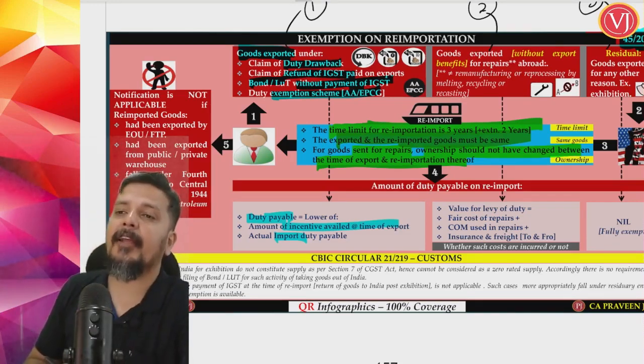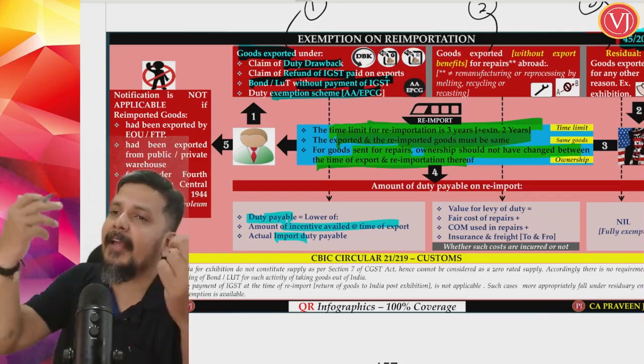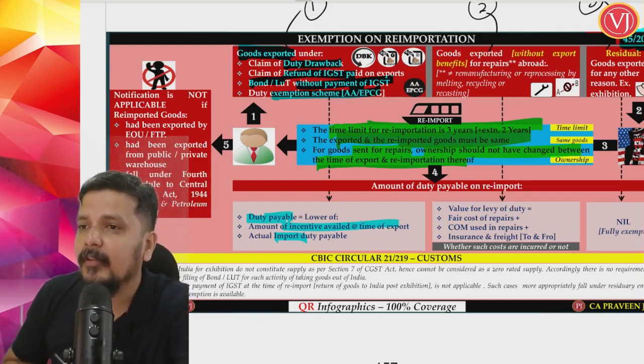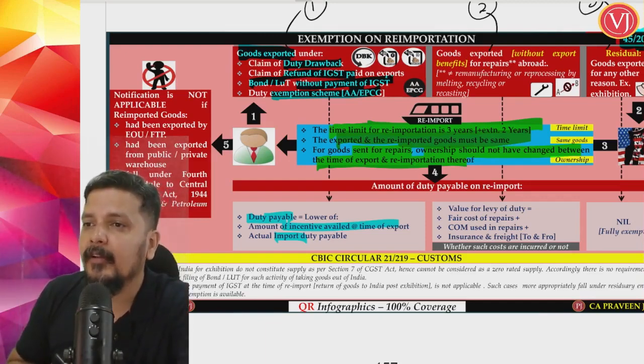If the actual import duty is 1 lakh and you never took any export benefits, how much import duty will you pay? 0.